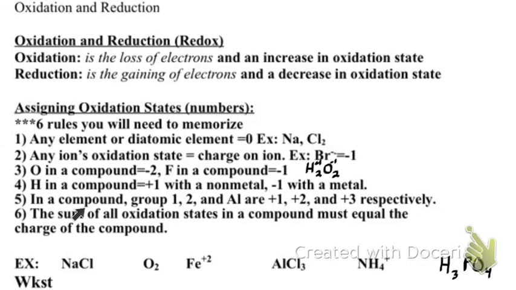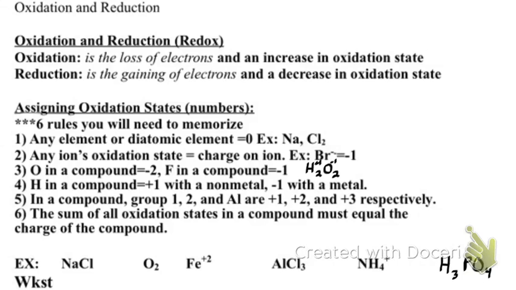Rule number 5, in a compound, group 1, 2, and aluminum are +1, +2, and +3 respectively. So group 1 is +1, group 2 is +2, and aluminum is +3. And the sum of all the oxidation states in a compound must equal the charge on the compound. So, we'll talk about that one and I'll give a little example.